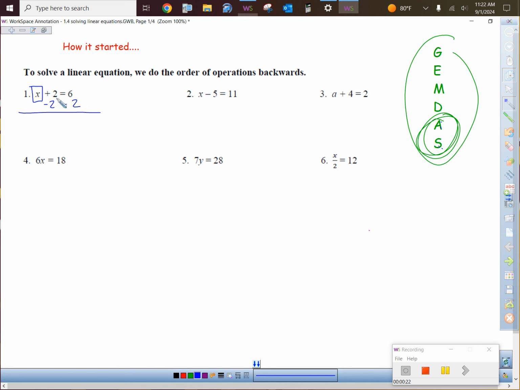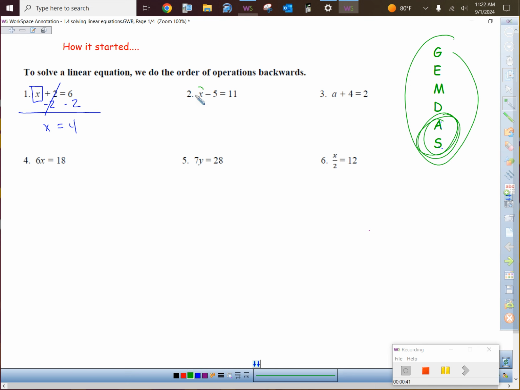So since there's a plus 2 right there, I will subtract 2 from both sides. So we'll do that, and this x will come down. Keep your equal signs nice and lined up to where they were nice and in line. And 6 minus 2 is 4. And I have successfully gotten x all by itself. That was the goal. X equals 4 in this situation.